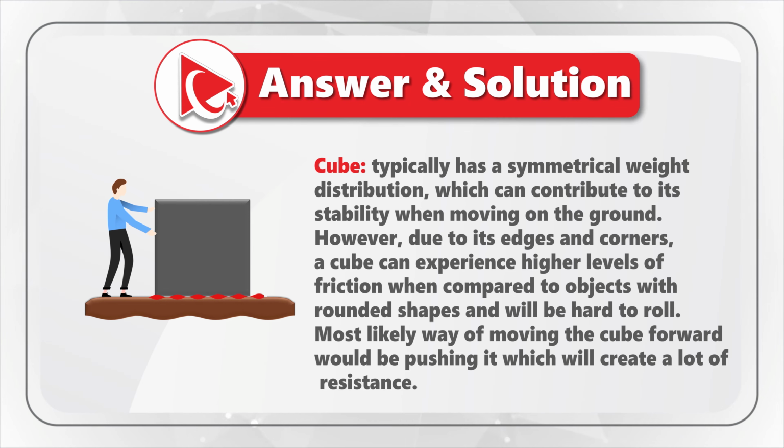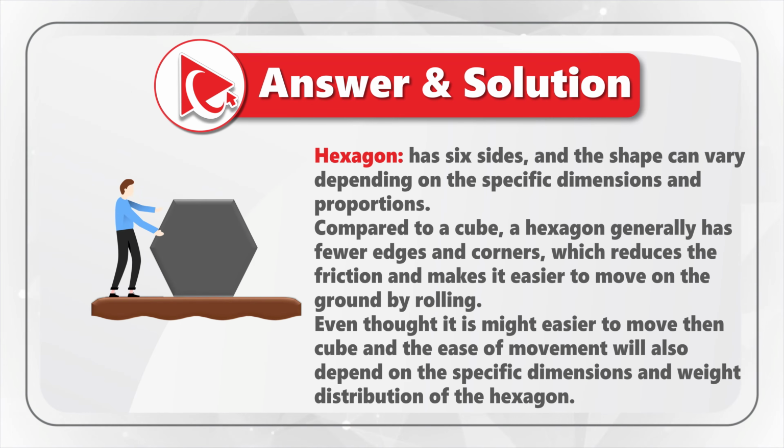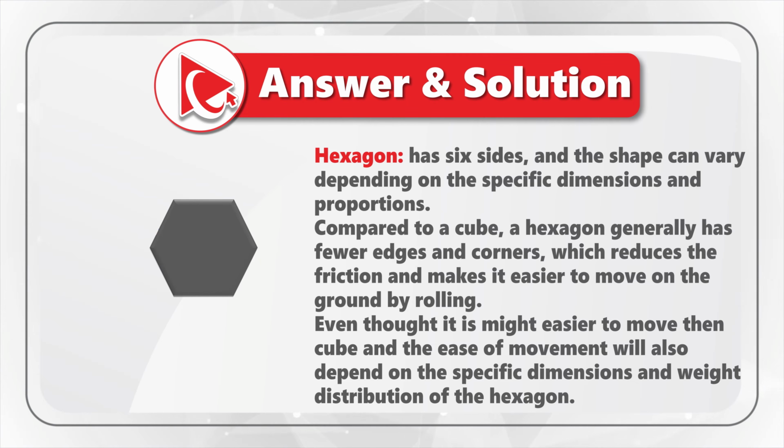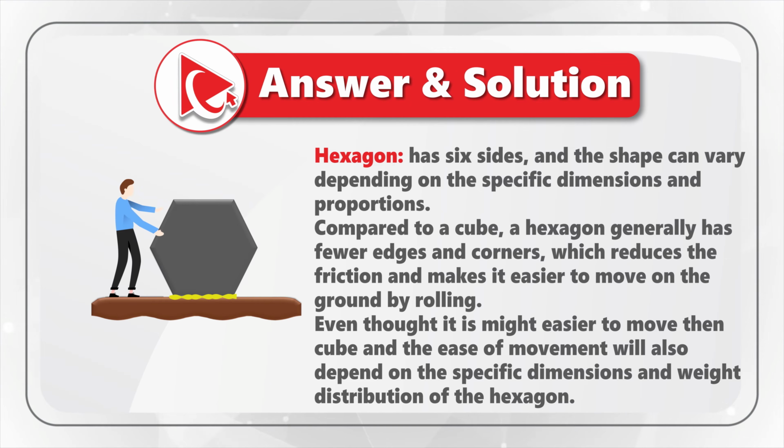Most likely way of moving the cube forward would be pushing it, which will create a lot of resistance. Now let's look at the hexagon. A hexagon has 6 sides, and the shape can vary depending upon the specific dimensions and proportions. Compared to a cube, a hexagon generally has fewer edges and corners, which reduces the friction and makes it easier to move on the ground by rolling.